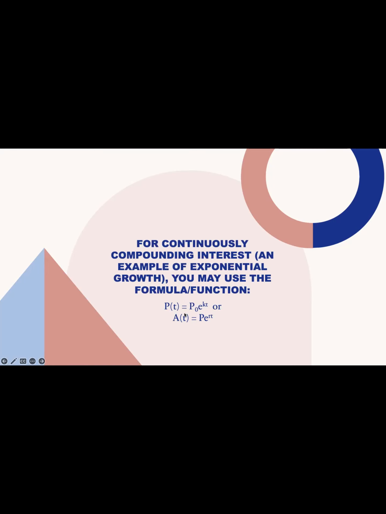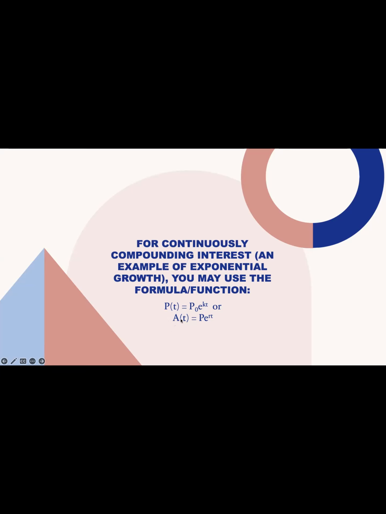If you're using financial related information, you typically will see the second equation used, simply because A of t represents the account balance. We use A for account balance, while in the first equation, the P represents population. But notice they are exactly the same equation. Since we're using a financial related problem, we're going to be looking at this second equation.